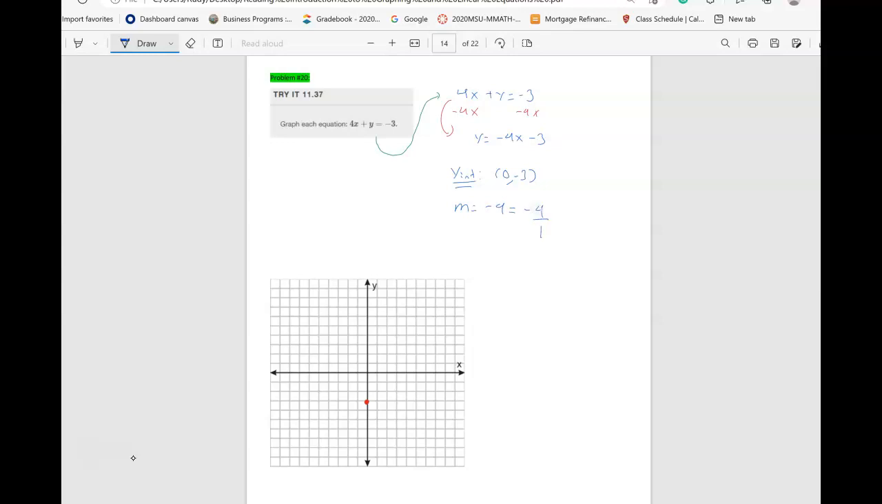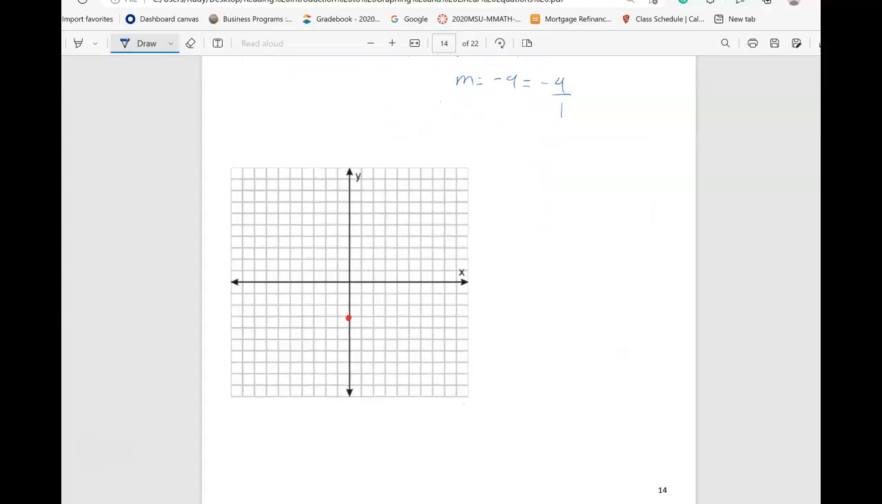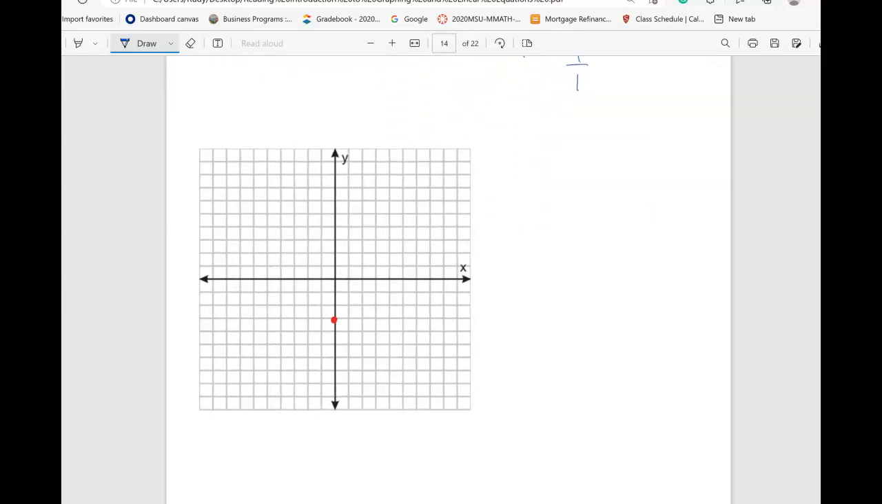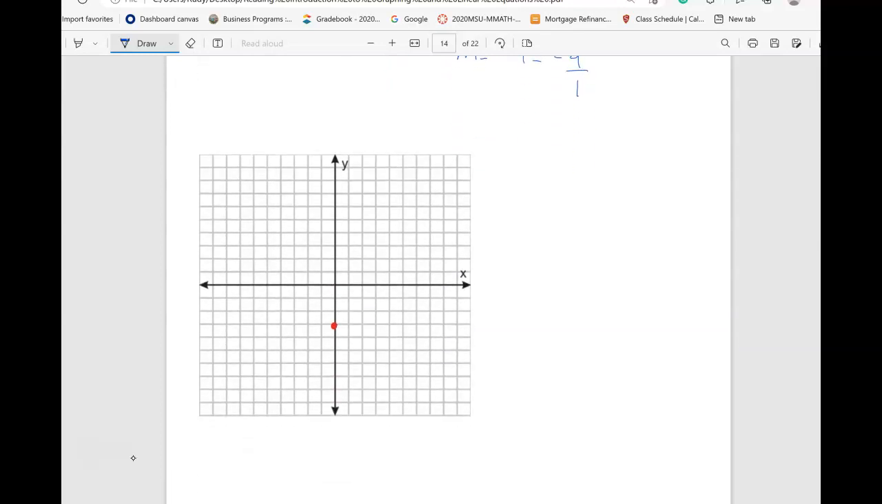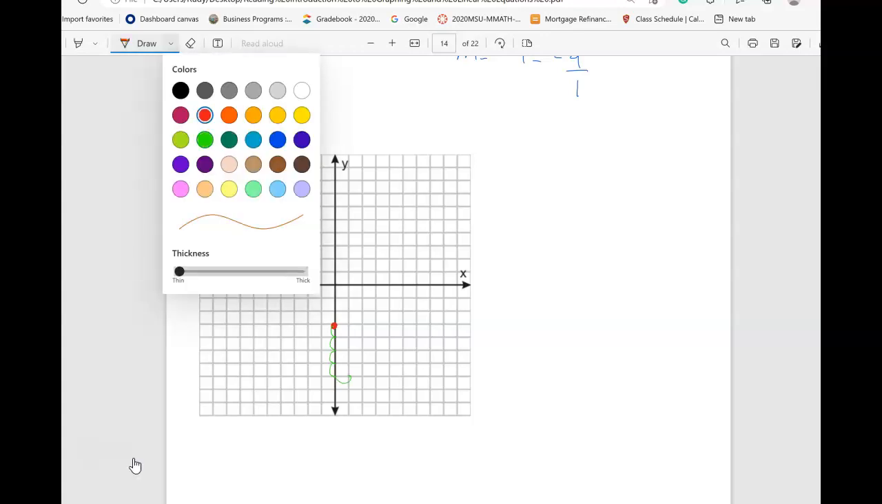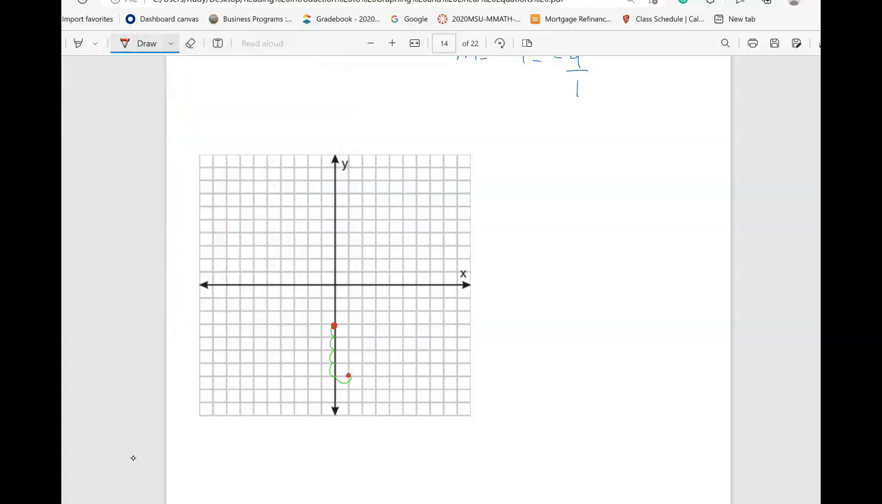Because your slope is negative, we're going to go 4 units down and then 1 unit to the right. So from the y-intercept, which is 0, negative 3, we're going to count 4 units down: 1, 2, 3, 4, and then technically 1 unit to the right. And then we're going to connect those 2 points, and that will be our line.